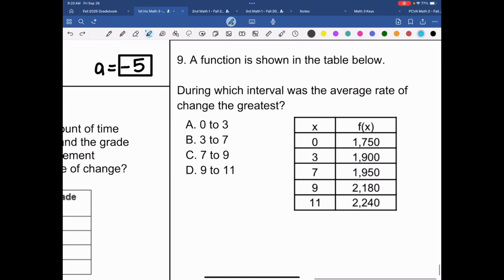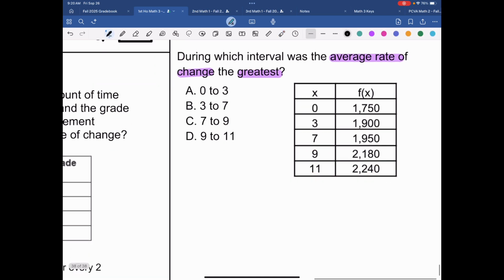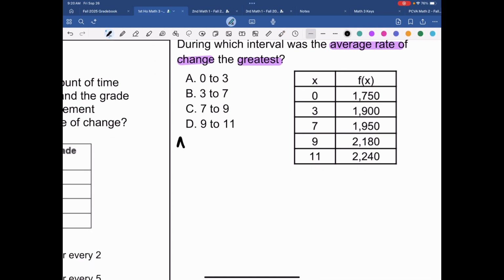All right, so for this problem, they're telling us that they want us to calculate and determine the average rate of change, which one is the greatest. So again, they're asking us to calculate each interval. So 0 and 3, then 3 to 7, 7 to 9, and then 9 to 11. Organization is going to be key here because we're going to focus on our x's and y's, and we're going to focus on substituting for that particular interval.